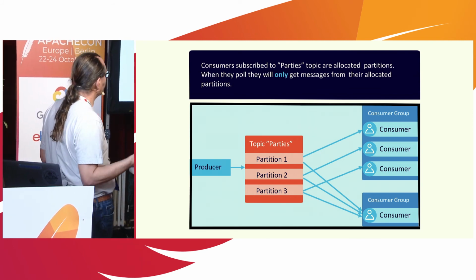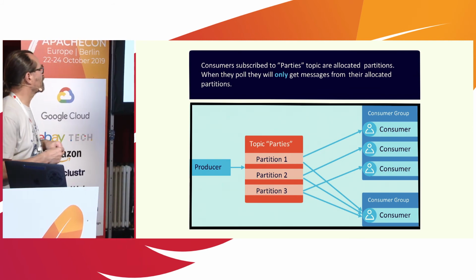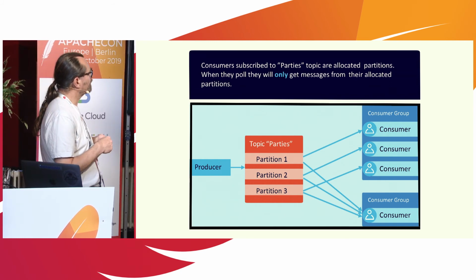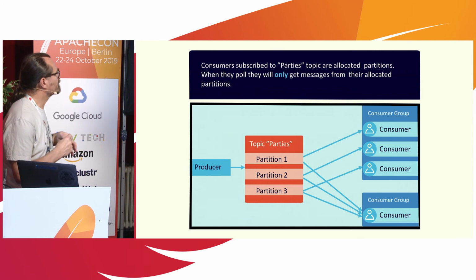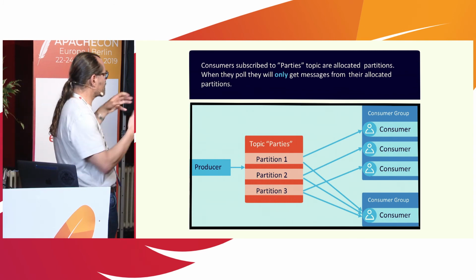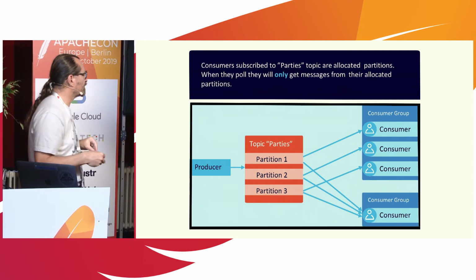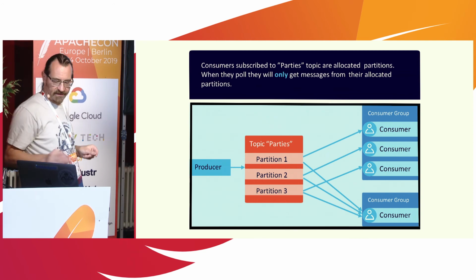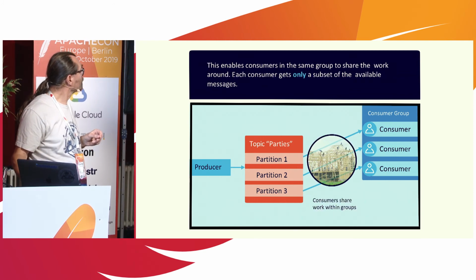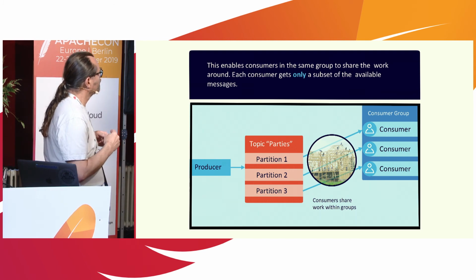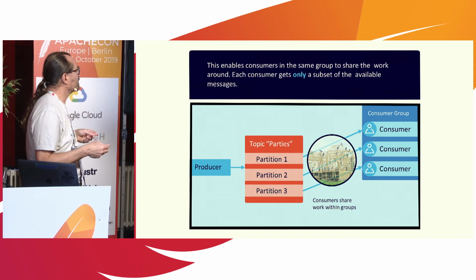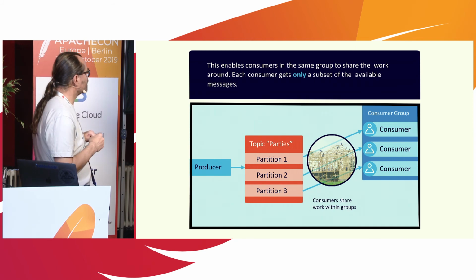So just to see how that works in practice, consumers that subscribe to the parties topic are allocated partitions. When they poll, they will only get messages from their allocated partitions. So this divides the problem down into a smaller scale. This enables consumers in the same group to share the work around. Each consumer gets only a subset of the available messages.